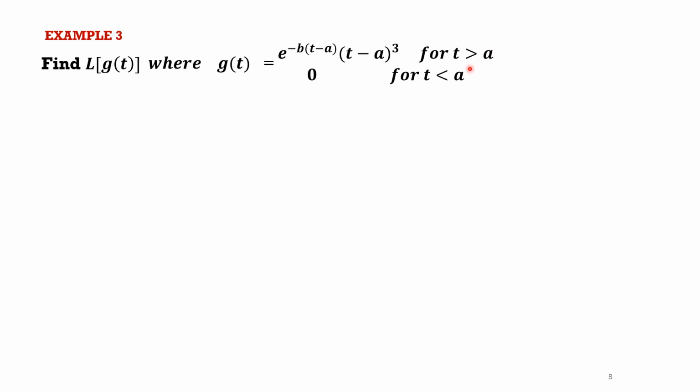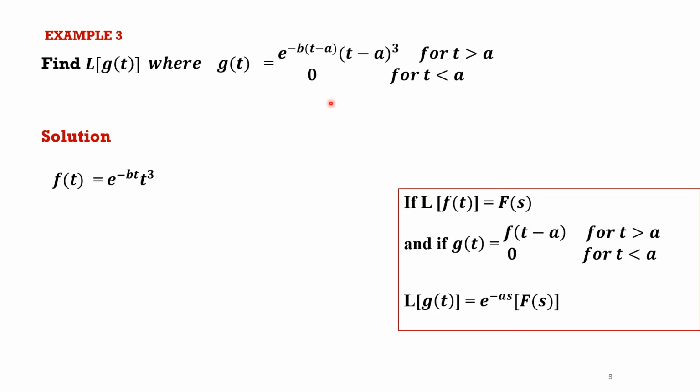So again here a is given, so a is equal to a itself. Now remove this minus a from the whole function. If we have minus a, remove this minus a. So what will we have? E raised to minus bt. Again remove this minus a, we will have t cube. So we can write the function f of t will become e raised to minus bt into t cube.